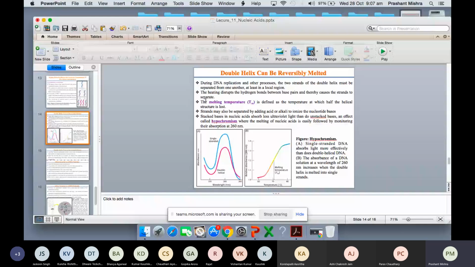Now, if I give you a DNA strand in a test tube, can we make it open up? The answer is yes. The double helix can be opened and again made into the double helix form by just heating and cooling it down. This can be demonstrated by experiment. If I take DNA in a test tube and heat it, it will melt. And then I cool it down, and again it will anneal. Annealing means it will again form double-stranded DNA.